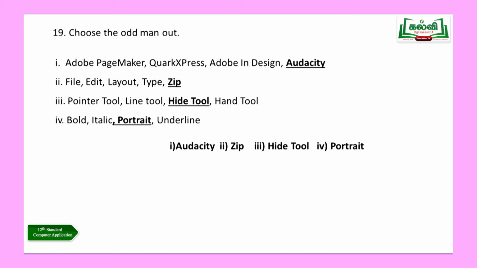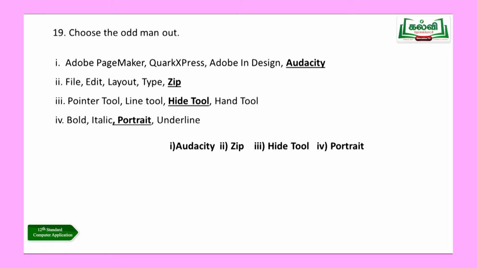Next is the third question: pointer tool, line tool, hide tool, hand tool. Very easily you can say hide tool, because the pointer tool, line tool and hand tool are used for moving, pointing and drawing. Hide tool will not come under this category. So it is the odd man out in that question.